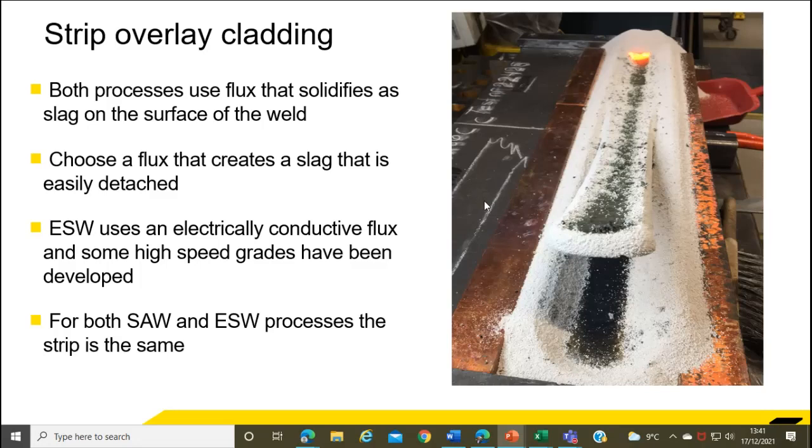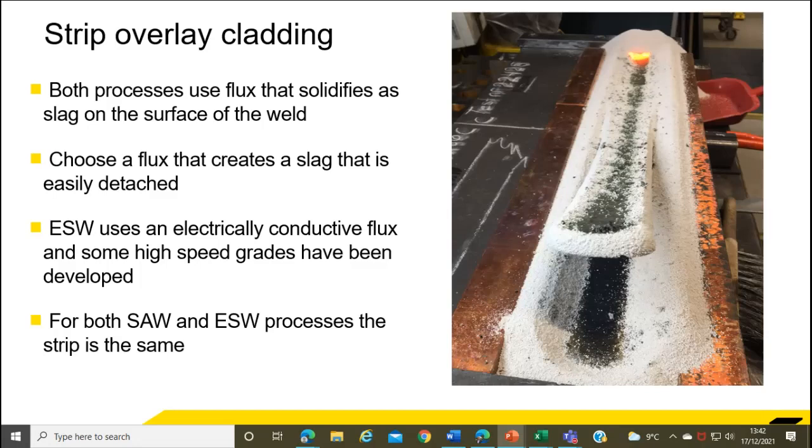It's a different flux for electroslag welding in that it needs to be electrically conductive. With any flux, you can usually buy any number of different grades, and it's important to pick one that enables the slag to form on the surface and to detach. What you don't want is to be grinding the surface of your weld to remove the slag. There's a number of things that fluxes can do and that we can incorporate into the processes, and that could be the whole topic of another conversation. But it's important that you pick the correct flux.